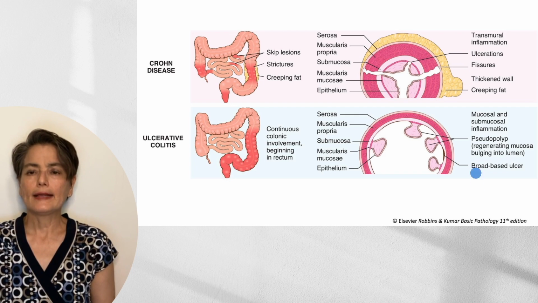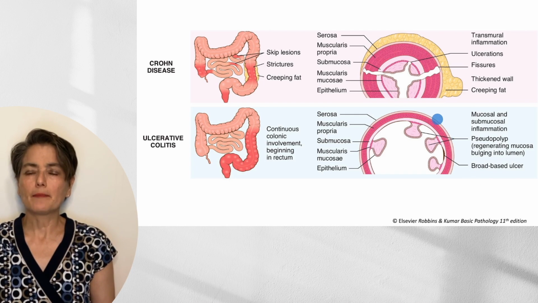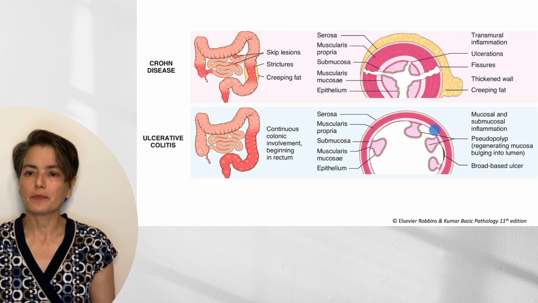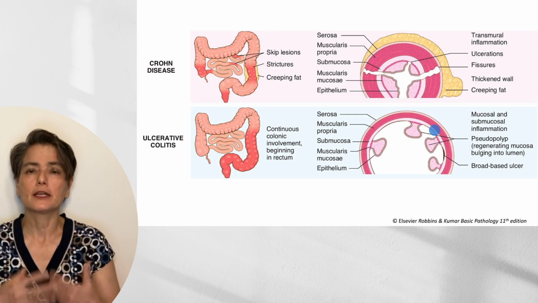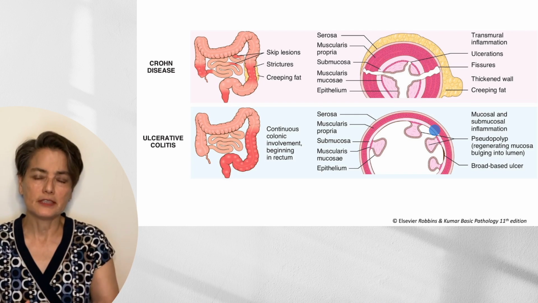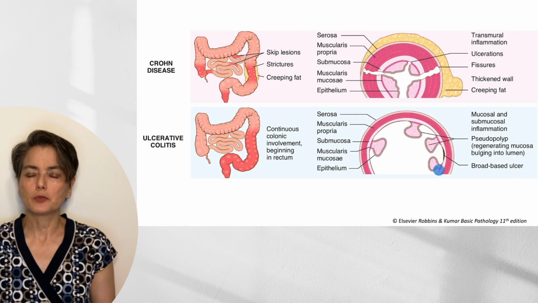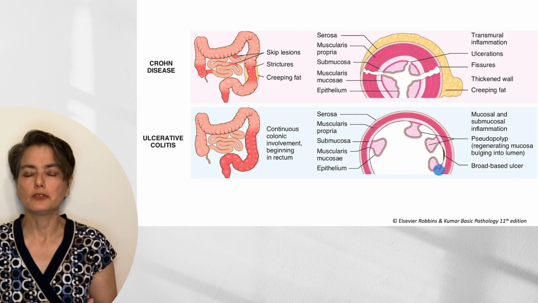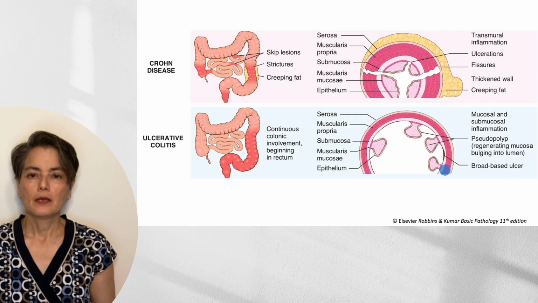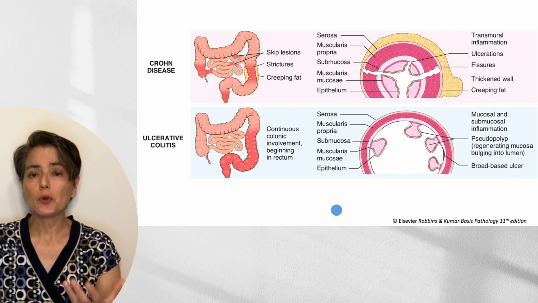Now, if you look at this cross-section of bowel involved by ulcerative colitis, you'll see that by contrast, the wall here is quite thin because we don't have that transmural inflammation and the response to it, fibrosis, edema, etc. We don't have these deep fissures. We have these broad-based ulcers, and we have these little pseudopolyps, which are little islands of regenerating mucosa that bulge into the lumen. Now, this is a visual way of looking at this.